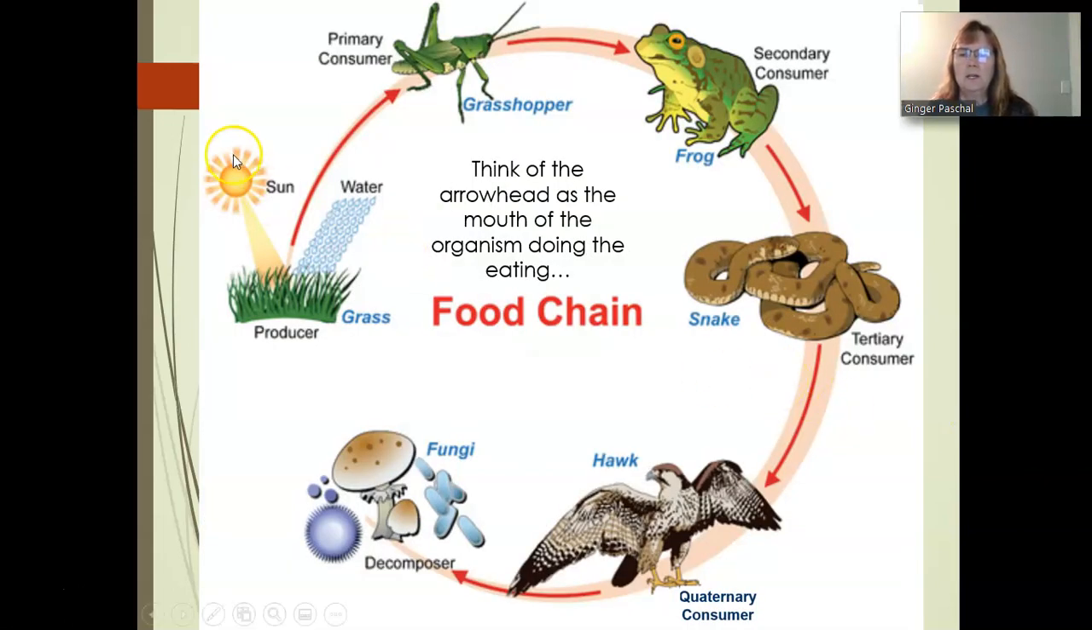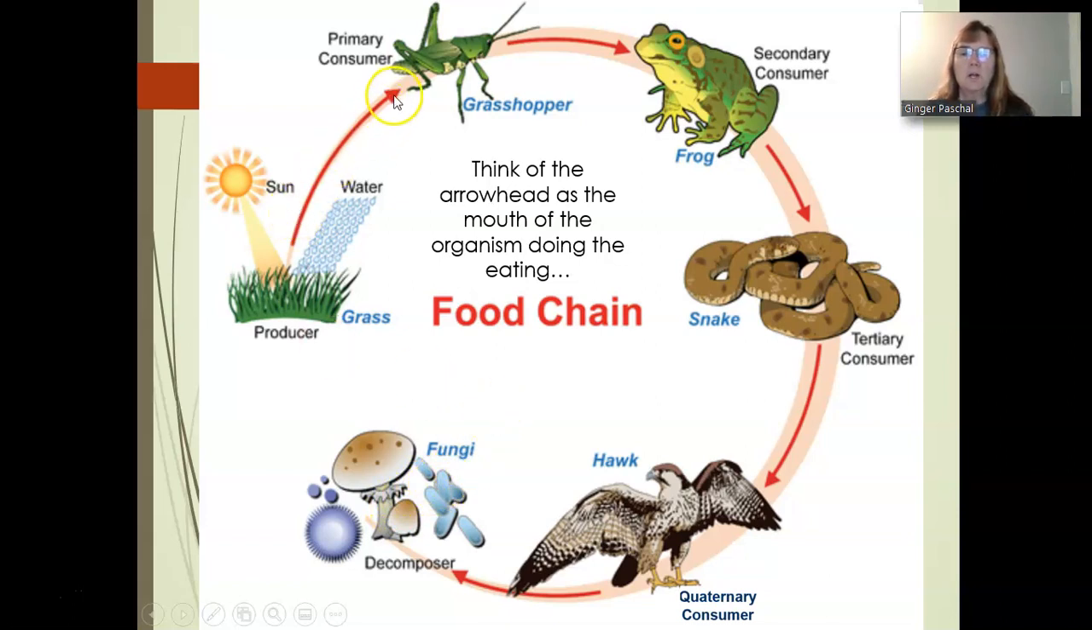So you can see here, sunlight provides the energy for the producers. The producers do a process called photosynthesis, and what happens is the primary consumers will eat those producers. And then the secondary consumers will eat the primary, and the tertiary will eat the secondary, and the quaternary will eat the tertiary. And the decomposers will break down all of these organisms after they've died.